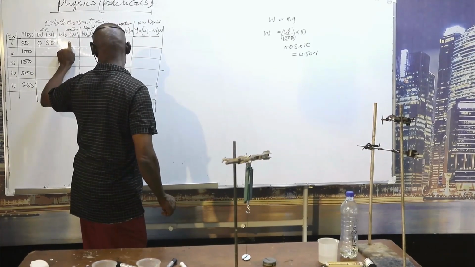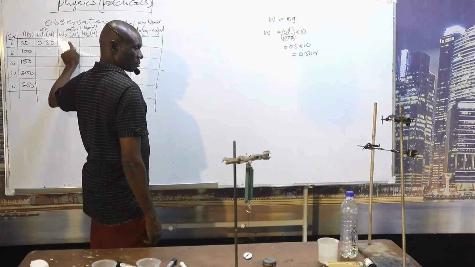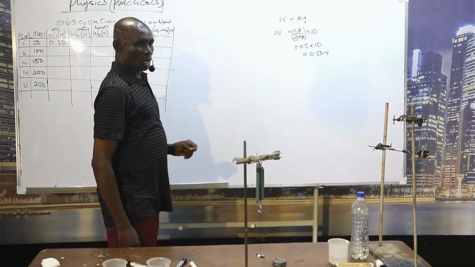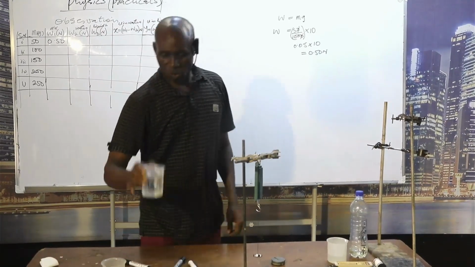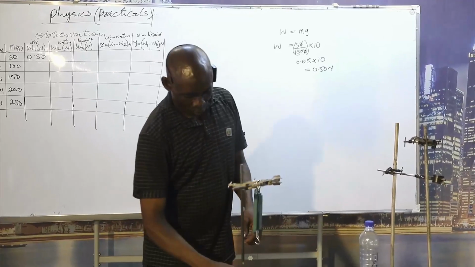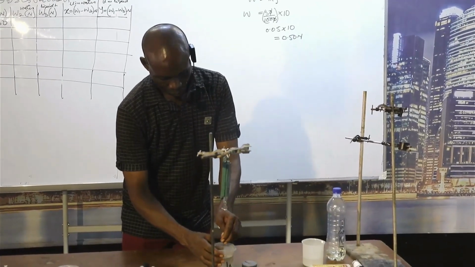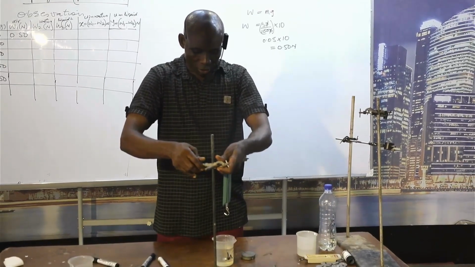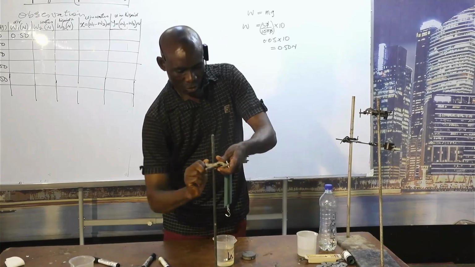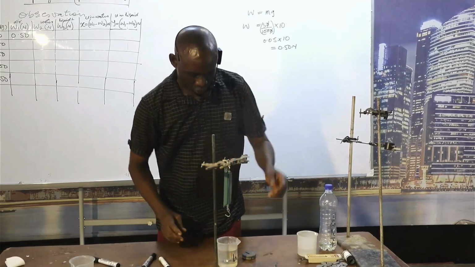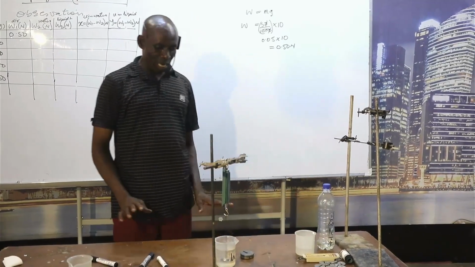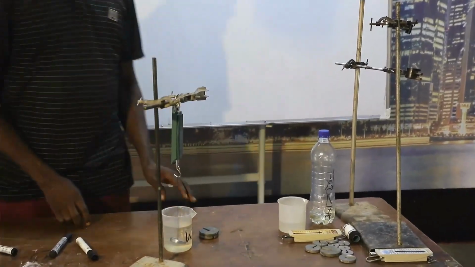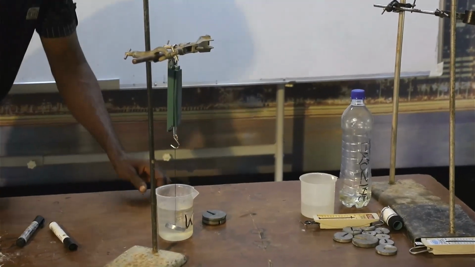So I'm going to take up the reading here. As I look at this now, I'll take up the water. This is water. Place the water under. Adjust this until it is completely dipped into the water without touching the walls of the beaker or the bottom of it. Then I can now take the reading.